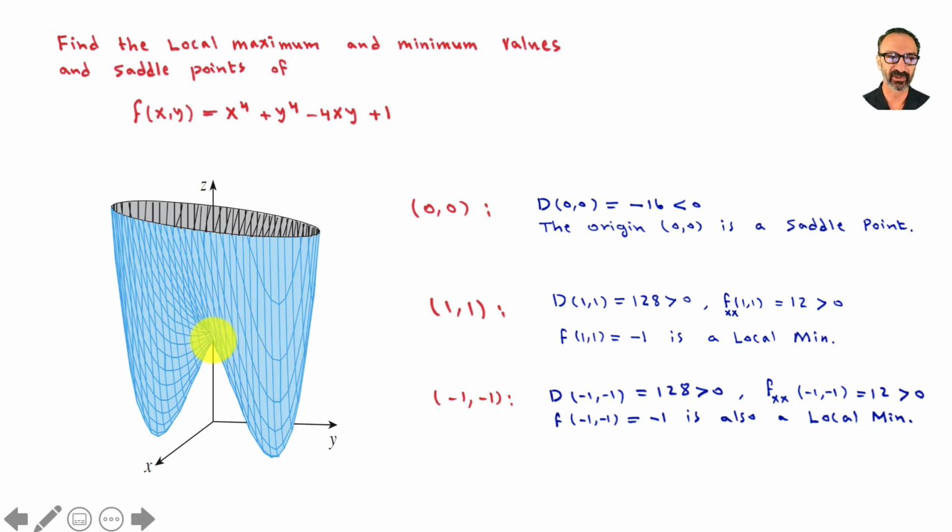And this point right here is actually not a local maximum or a local minimum. You could tell. From one direction, it looks like it's a minimum. From a different direction, going this way, it looks like it's a maximum. So that's called a saddle point.